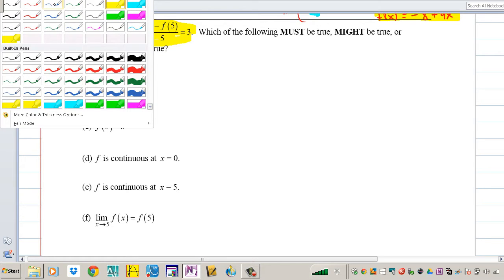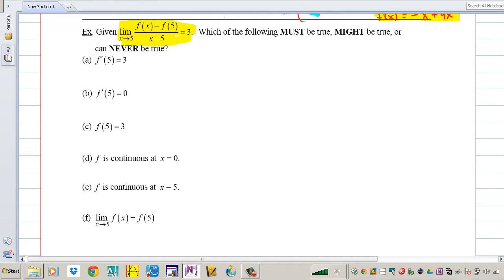Recall the alternate form, the alternate definition of derivative. The alternate definition of derivative says that if I want to find the derivative at a certain x value, I can take the limit as x approaches c of f of x minus f of c all over x minus c. And remember that this definition is supposed to give you a number.